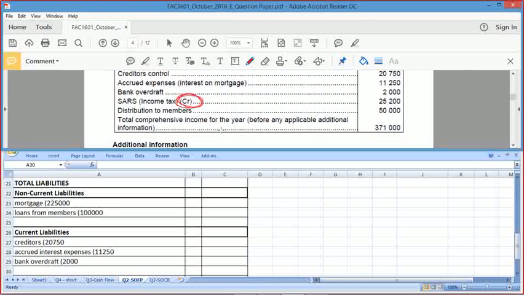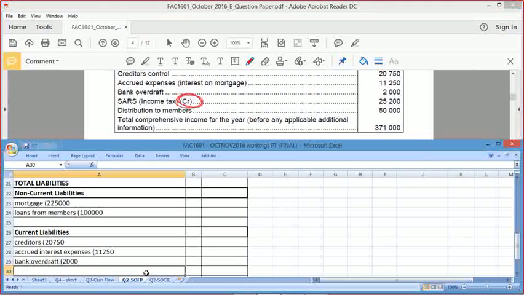So it's either capital, it's income, or it's a liability. It has to have a credit balance. So which one? Is it capital? No. Is it income? No. Is it a liability? Yes. Yes, there's the answer. SARS tax liability. Okay. Under current. Yes.